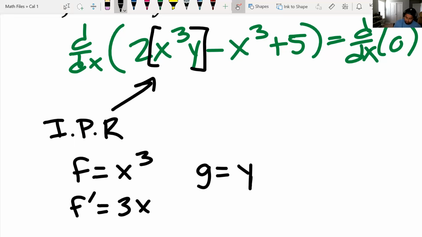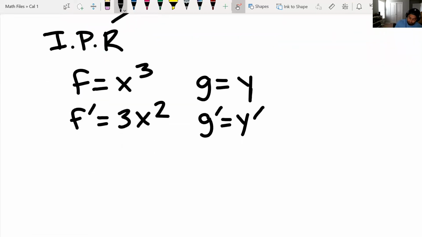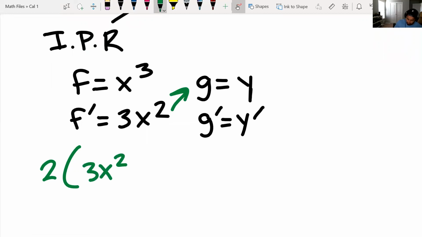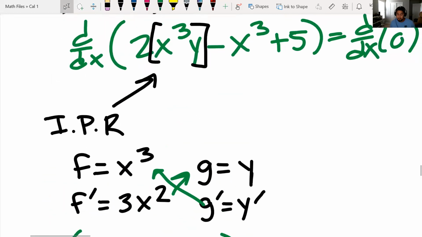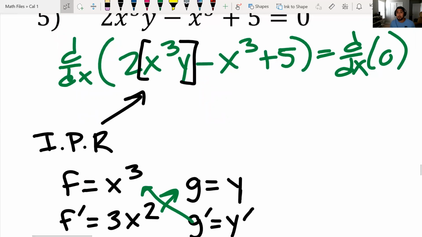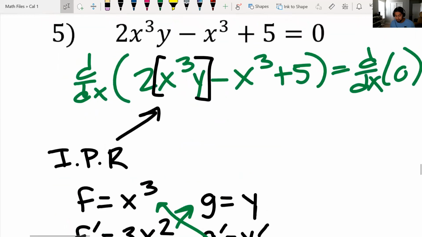F prime, 3x squared. G prime, implicit y prime. Okay, the worst is over. Now, don't forget the 2 out in front. Parentheses, f prime g, 3x squared y, plus g prime f. I'll put it as x cubed y prime. Okay, bring in the other players. Derivative of negative x cubed, negative 3x squared, and everything else will go to 0, right? Negative 3x squared.